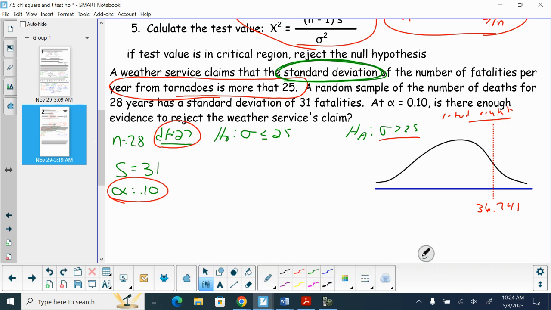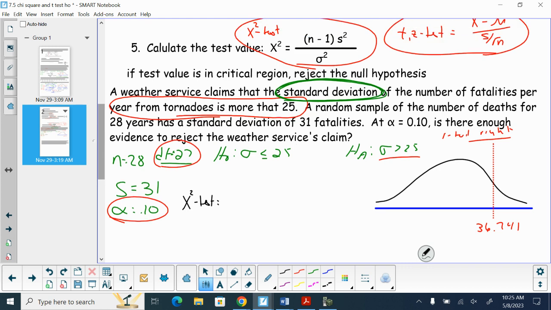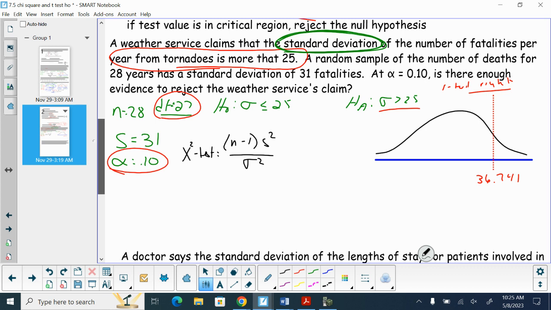So now we look at our chi-squared test. It's our degree of freedom, n minus 1, times our sample variance divided by our population variance. These are just s's and sigmas, so we have to square these values. So we have our S squared, which is 31 squared, divided by 25 squared. That's our sigma value.